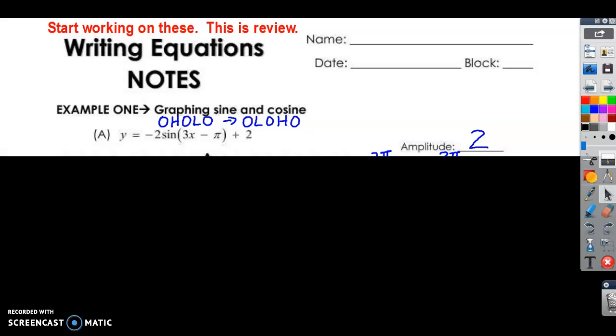All right, we are going to continue working on writing equations. That last example that I did was rushed yesterday, and we're going to work on that just a little bit more today. Before we start, I'd like you to try the first A and B in example 1. That's review of graphing sine and cosine. Press pause, do it, and I'll show you the rest.